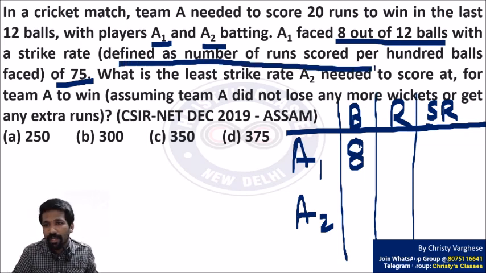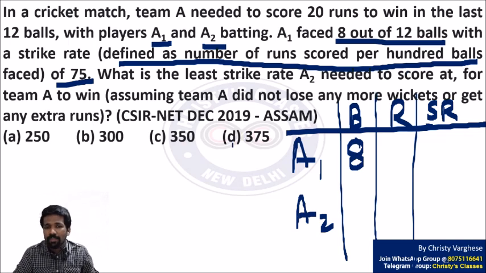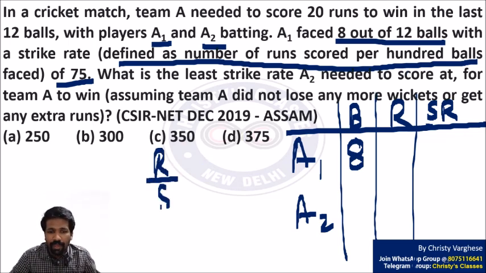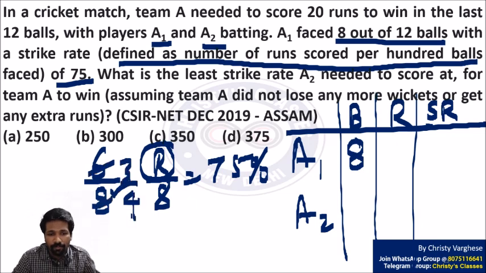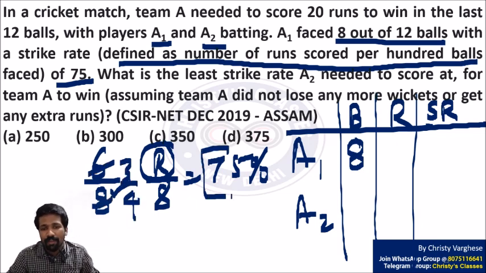That is a simple idea. Per 100 balls means the percentage. That means runs out of 8 will be 75%. By that you can find the runs now. Simply speaking, 75% we also discussed in the data interpretation chapter. If the denominator is 8, the numerator should be 6, so that 6 by 8 will be 3 by 4. 3 by 4 is the same as 75%.